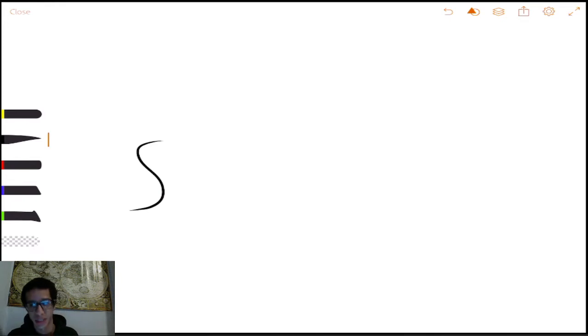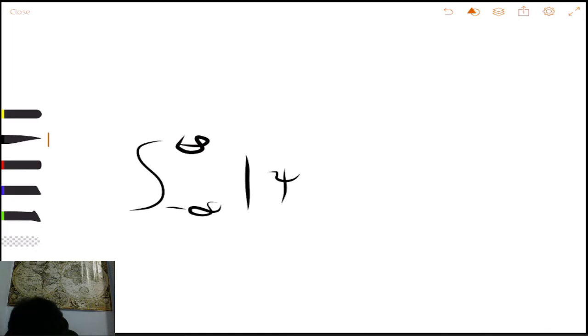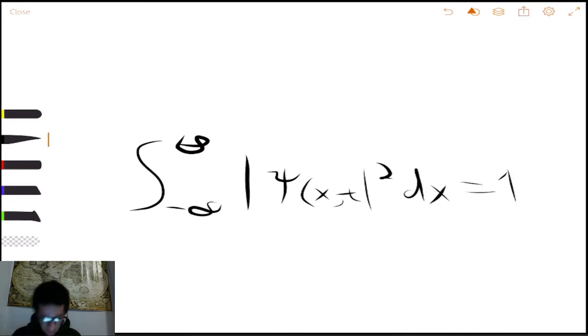I know that looks like an S, but it's the integral from negative infinity to infinity of the absolute value of psi(x, t) squared dx equals 1. I don't think I'm missing any terms there. If I am, oh well, we'll figure that out later. The integral from negative infinity to positive infinity, and that's what these two bars here mean.